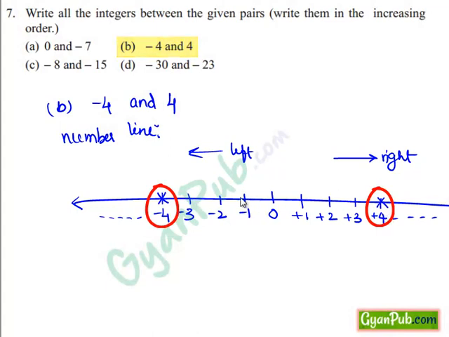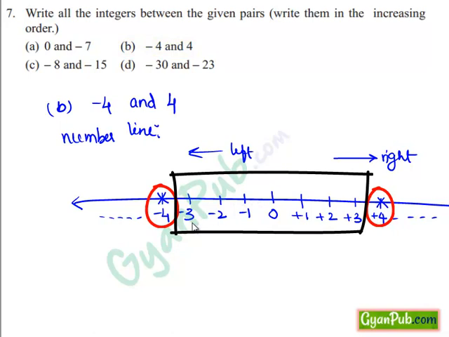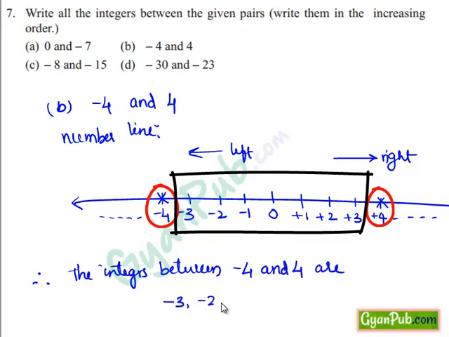By observing this number line, we can say that there are 7 integers between -4 and 4. They are -3, -2, -1, 0, +1, +2 and +3. We know that on moving right on a number line, numbers are in increasing order. So, the integers between -4 and 4 are -3, -2, -1, 0, +1, +2, +3 and these are in increasing order.